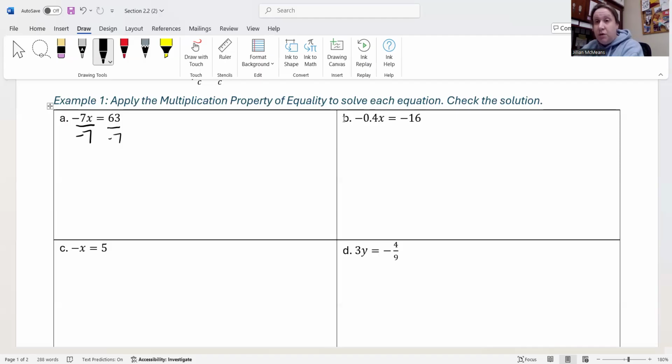Anytime you take a number and you divide it by itself, you just get +1. So -7 divided by -7 is +1, and 1 times x is just 1x. We don't write the 1, we just leave it as a single positive x.